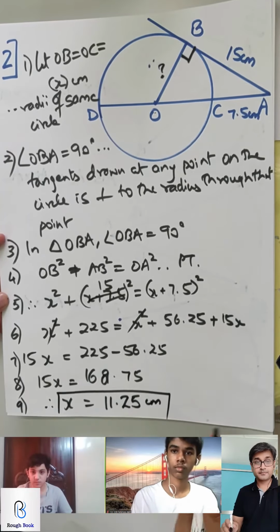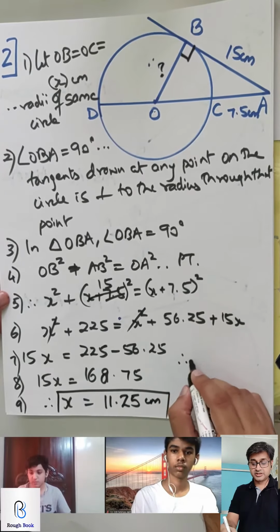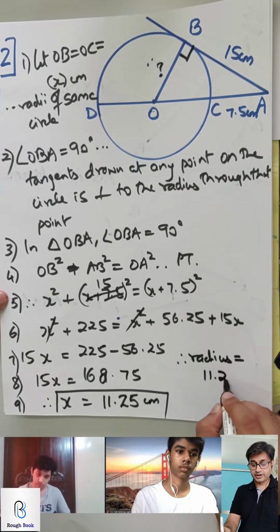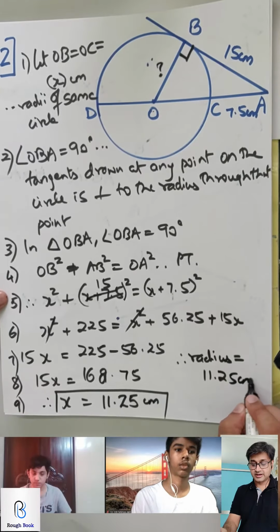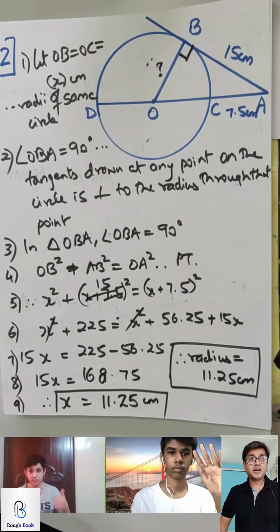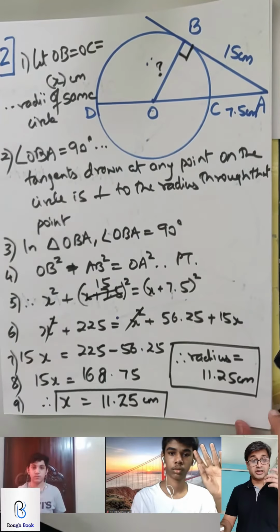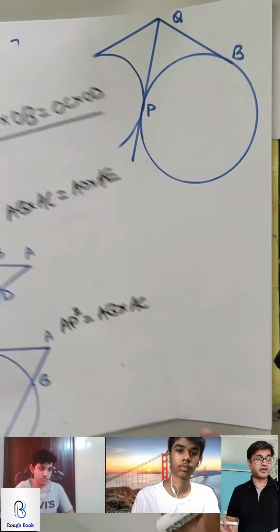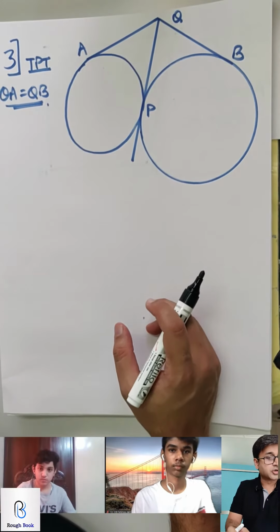Yeah, and you can say therefore radius is equal to 11.25 centimeters. Both of you all got the same answer? Yes. Great. Please say loudly yes. Don't show me your hand, because it is better if I can hear it. Alright, guys, let's go with the next one.